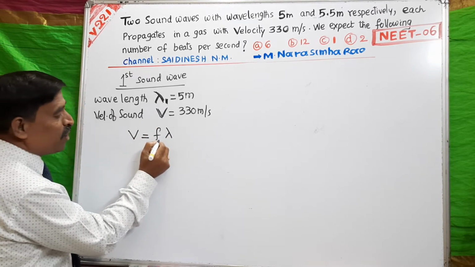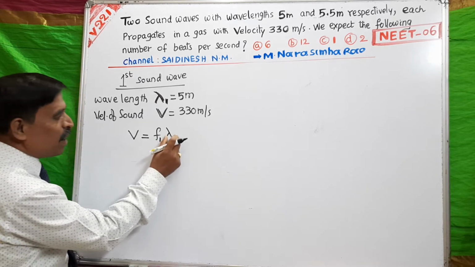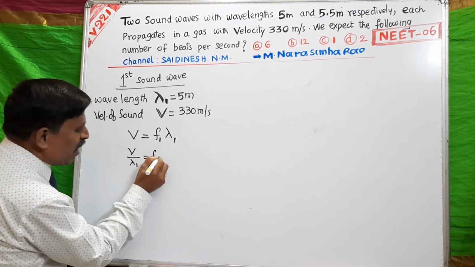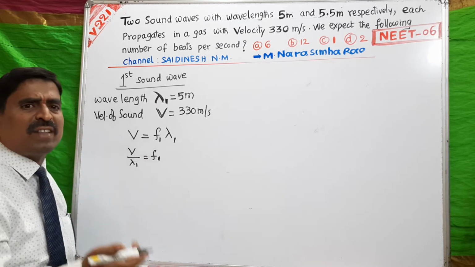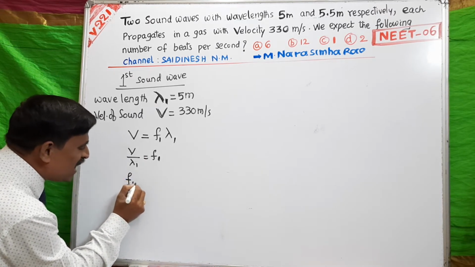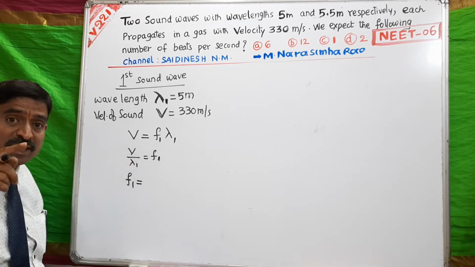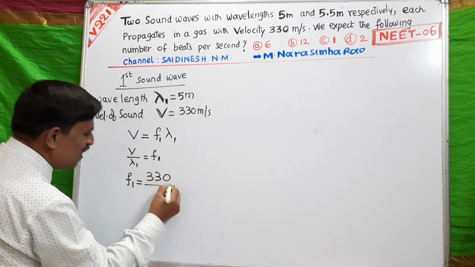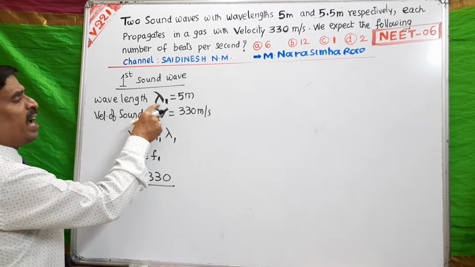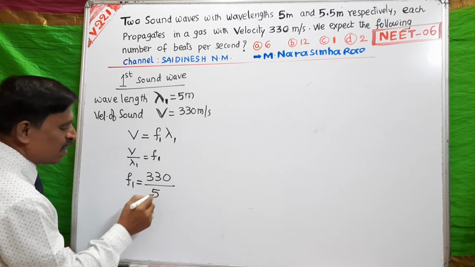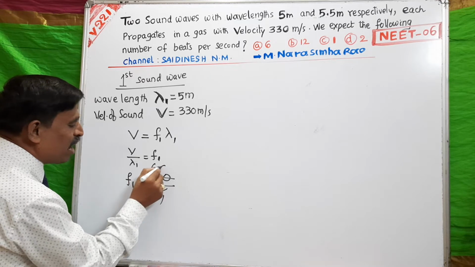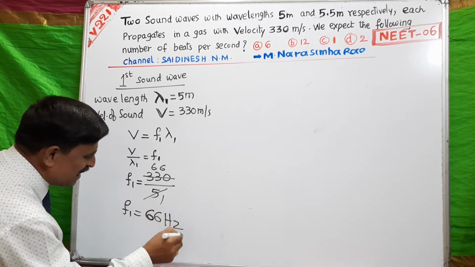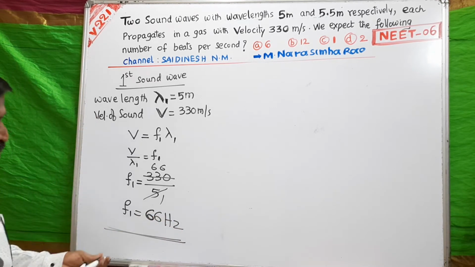Now, I am talking about first wave, F1, lambda 1. Lambda 1 comes to denominator. V by lambda 1 is equal to F1. F1 means frequency of the first sound wave. F1 is equal to V, velocity of sound wave in the gas, 330, divided by lambda 1, wavelength of the first sound wave, 5 meter. 5 6 ja, 5 6 ja. F1 is equal to 66 hertz. It is the frequency of the first sound wave.